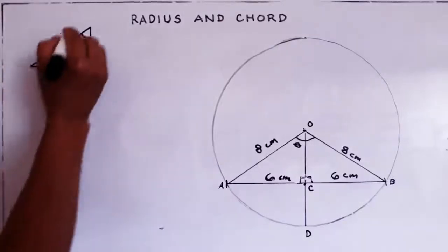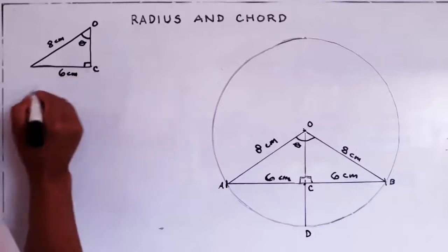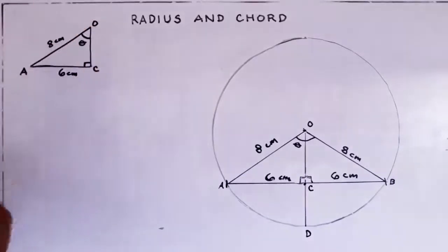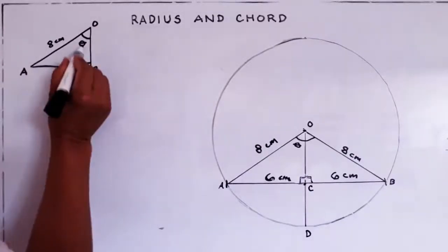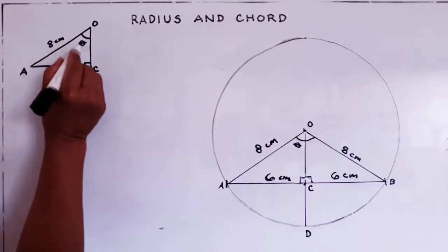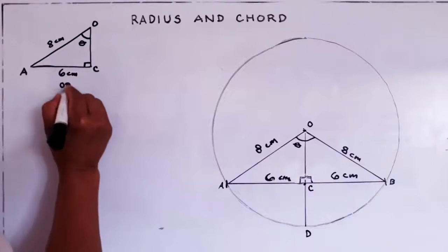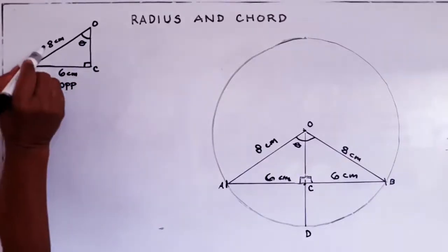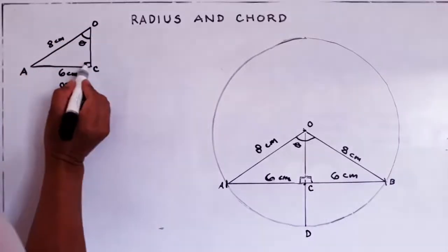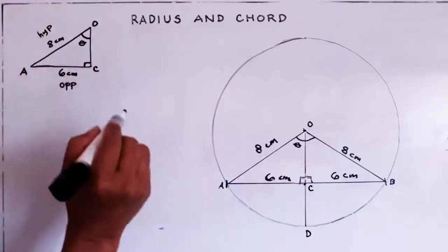So what is this triangle? This is triangle O, C, and A. So triangle AOC, COA, whatever. So here is our reference angle. What kind of side is this one from the theta? Here, it is the opposite. Okay, that's the opposite. And what kind of side is the 8 from the theta? It's because this one is the right angle, that one is the hypotenuse, HYP.